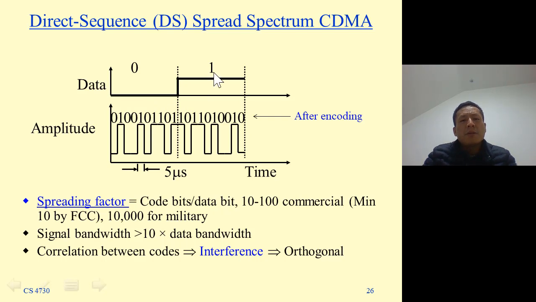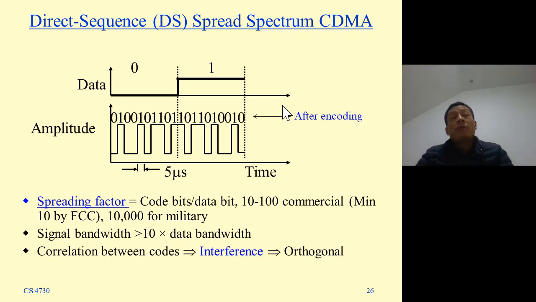So if you are sending 1, then they are all opposite. Whatever you send out, 0, 1, 1, 1, 0, every bit is opposite. So whenever you send a 0, you send this bit stream. Whenever you send a 1, you send this bit stream after the encoding.